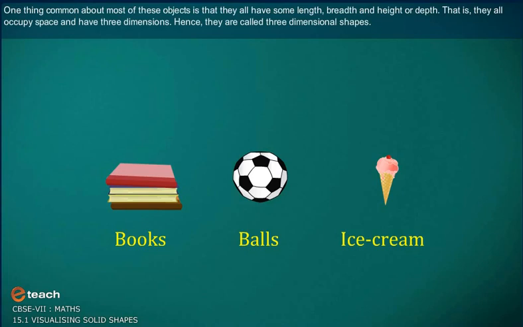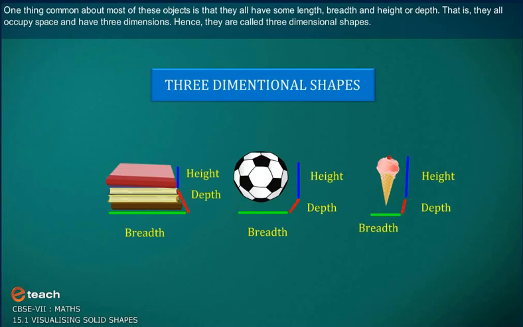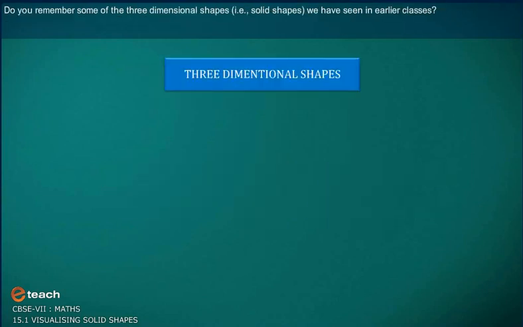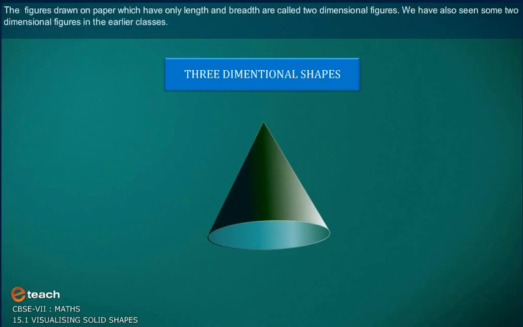One thing common about most of these objects is that they all have some length, breadth, and height or depth. That is, they all occupy space and have three dimensions. Hence, they are called three-dimensional shapes. Do you remember some of the three-dimensional shapes, that is solid shapes, we have seen in earlier classes?